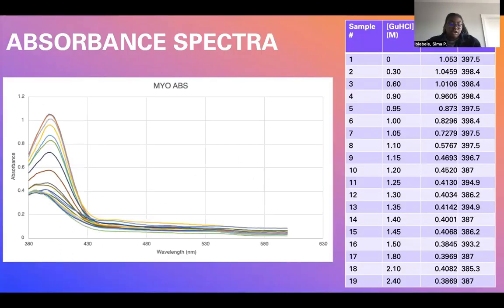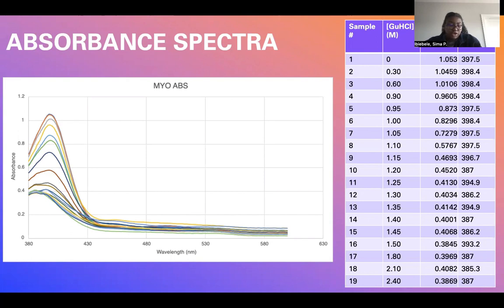In the graph below, you can see the absorption spectra for all 19 runs. The data is also listed in the table next to the graph. There are a few trends of note that can be seen in this data. The first trend of note is that as the concentration of guanidine hydrochloride increased, the absorbance of the samples decreased. This is due to the decreasing amount of the native myoglobin being present in the samples.